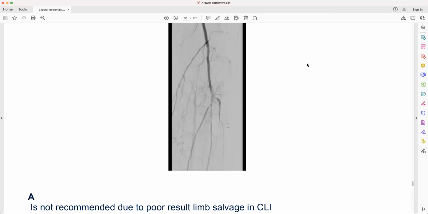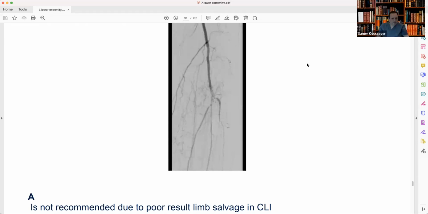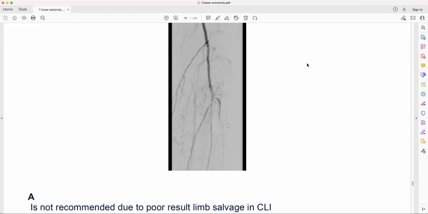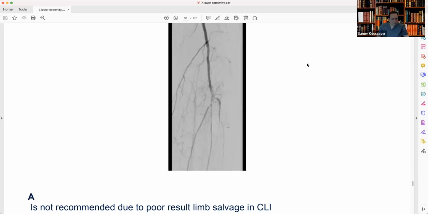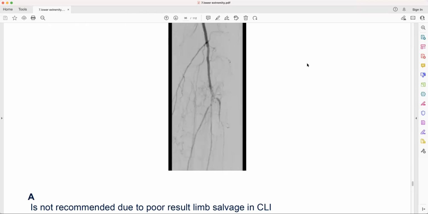They help you to go antegrade slowly with a 0.14 wire, and how can I say, they are like a drop of water on the rock. They open these arteries slowly. It's known as the Trailblazer. It's a thin catheter. I suggest to the fellows to use it when they are in these cases.